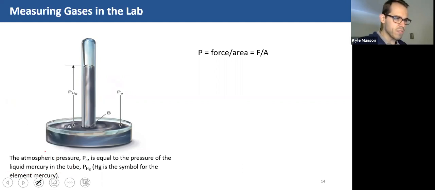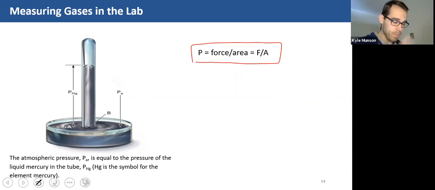But here's our definition of pressure. It's the force exerted over some unit area. And in this example, I'm just introducing a concept called atmospheric pressure. This is the pressure of the atmosphere pushing down on us, pushing down on objects.